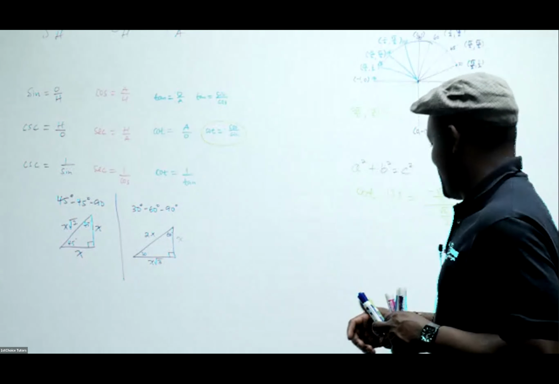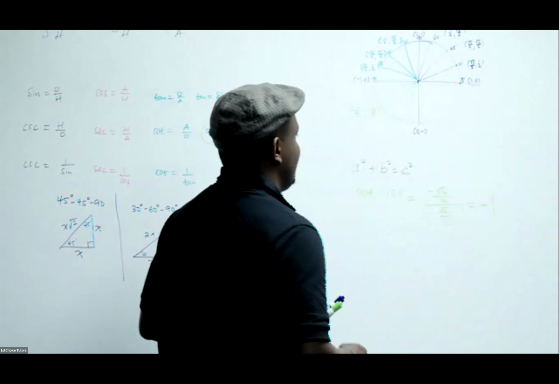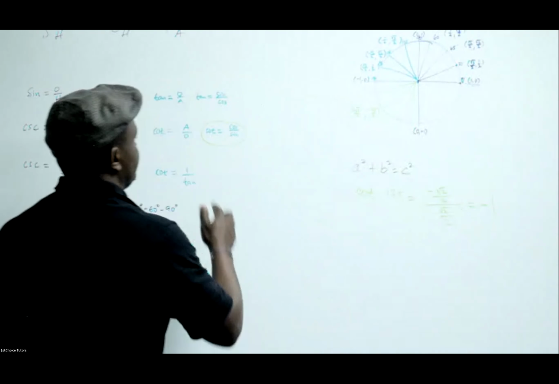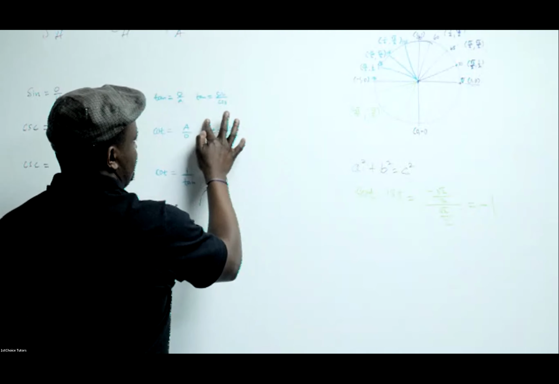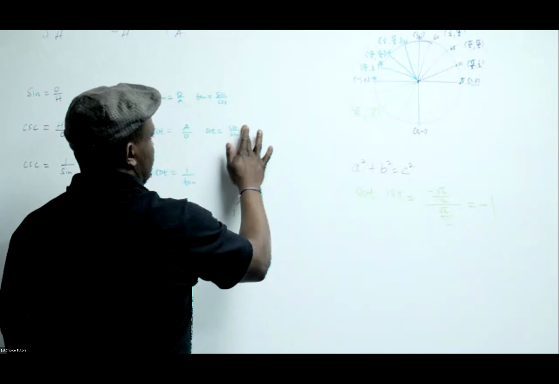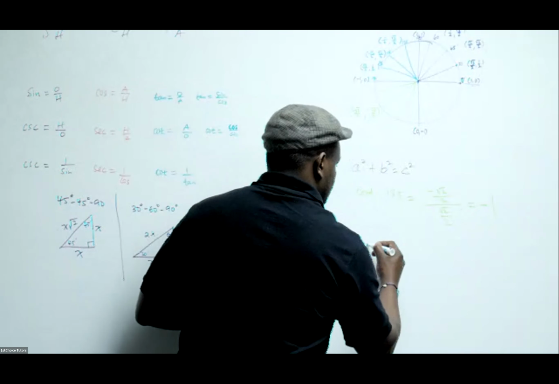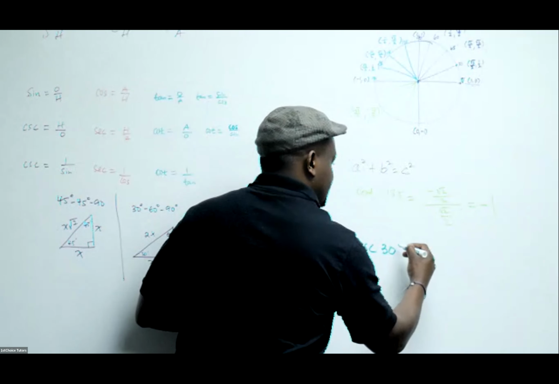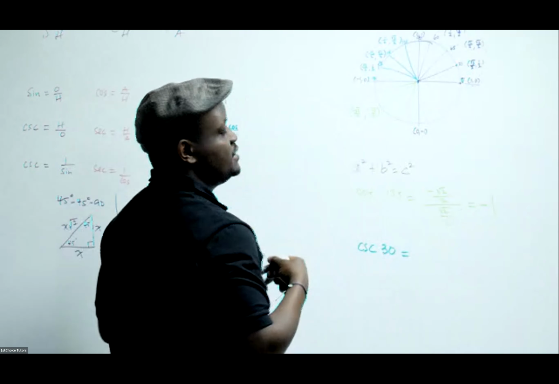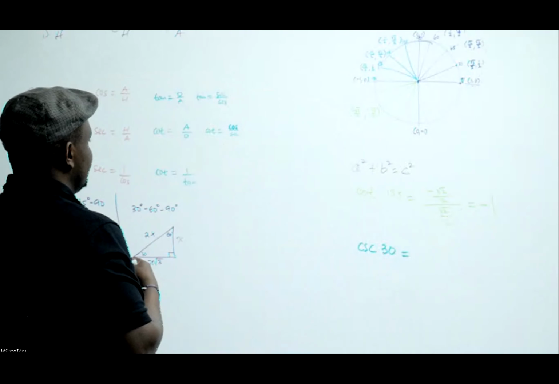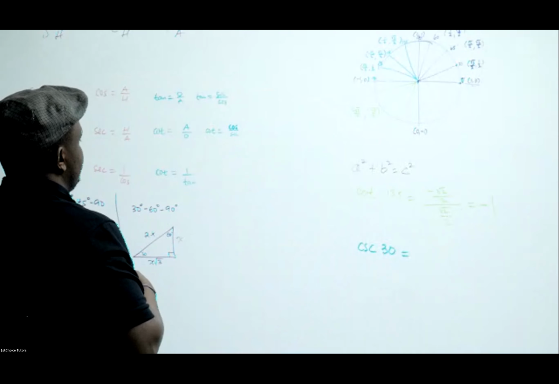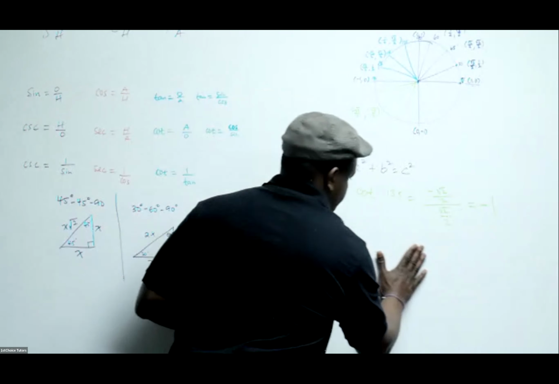Next one, what's CSC called? Cosecant. Yep. Okay, so cosecant 30 degrees. Again, the unit circle doesn't have cosecant. Thankfully, we have a definition for cosecant. What is it?